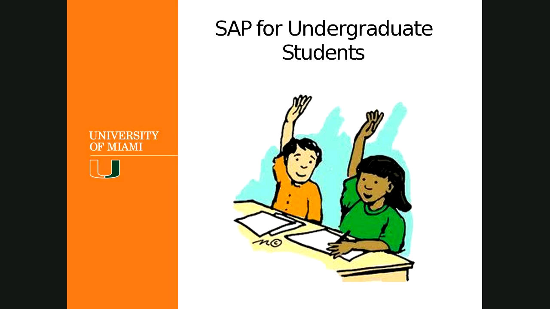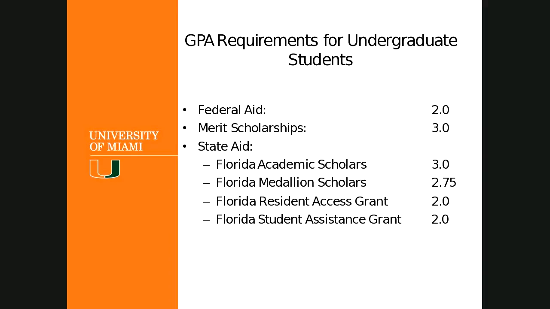SAP for undergraduate students is a little different. We have a couple different things we're evaluating for GPA. Federal financial aid, which is your Pell, your loans, your work study, that is a 2.0 cumulative GPA. We're looking for you to have not a 1.97, but a 2.0. There is no rounding when it comes to the GPA components or credit completion. So if it is that 1.99, you're close, but unfortunately we need that 2.0.